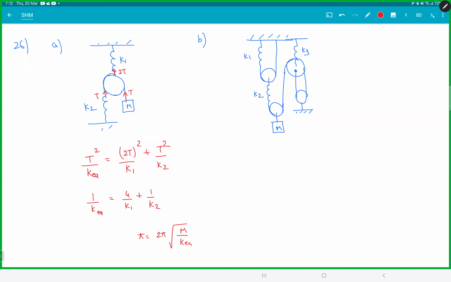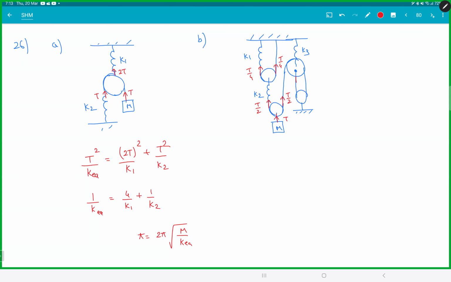What about this one? You can start with tension T anywhere. I will again take T here. If this is T, this will be T by 2, and this will be T by 2. If this is T by 2, this will be T by 4, and this will be T by 4. You could have taken tension anywhere. It won't matter because it's a ratio. It will cancel out.